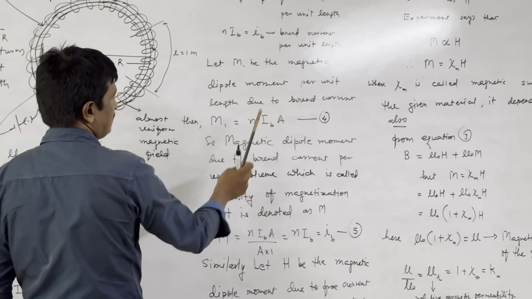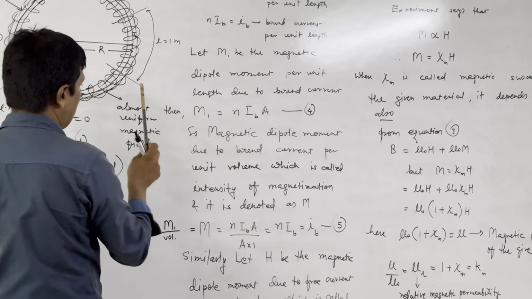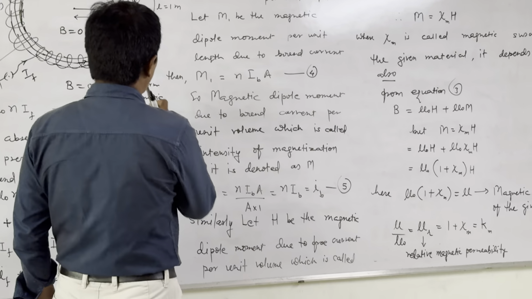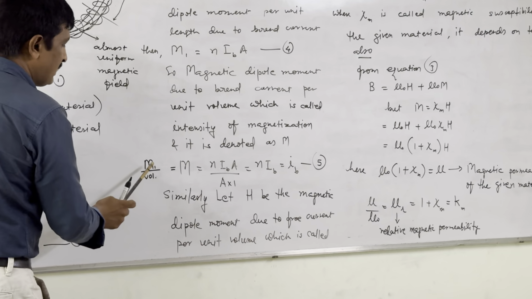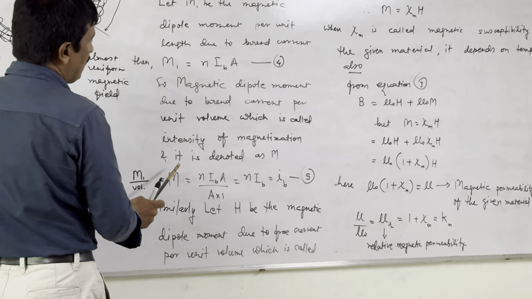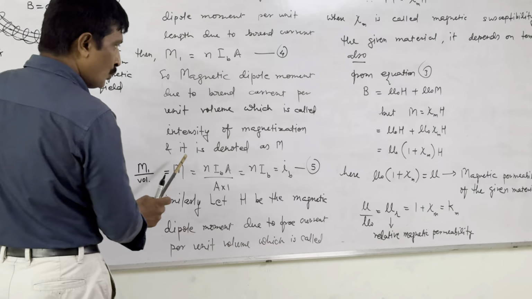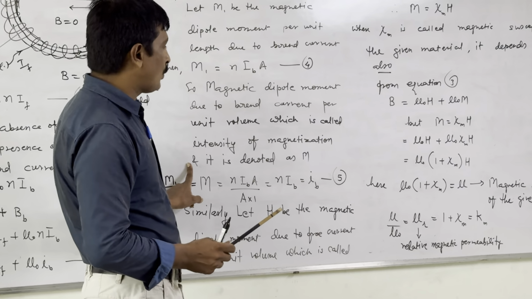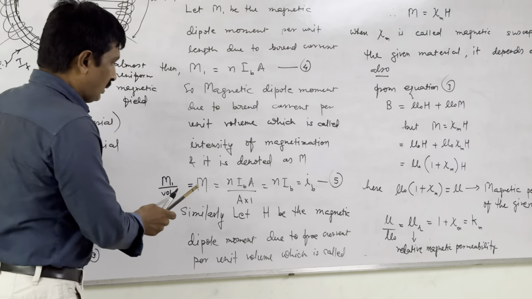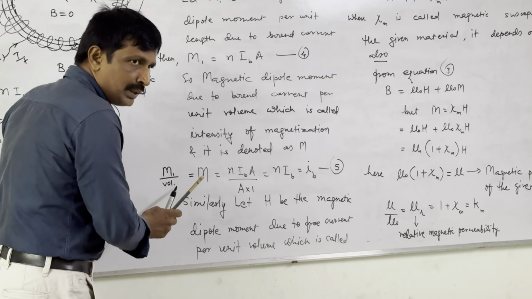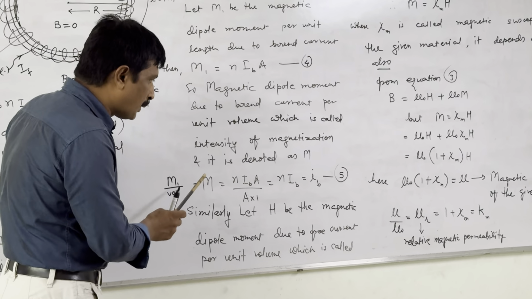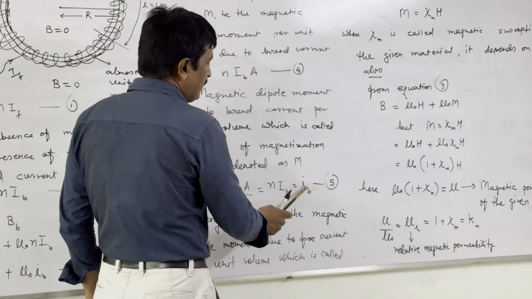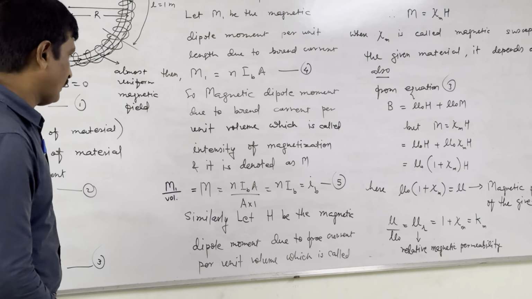So what about the total magnetic dipole moment of this part? It is M1, or n i_b into A, and the volume of this part is area of cross section into length. So if we divide M1 by volume, we get the magnetic dipole moment due to bound current per unit volume, which is called intensity of magnetization. It is not the magnetic dipole moment, but the magnetic dipole moment due to bound current per unit volume. So A cancels out, and at last n i_b, and it is represented as small i_b.